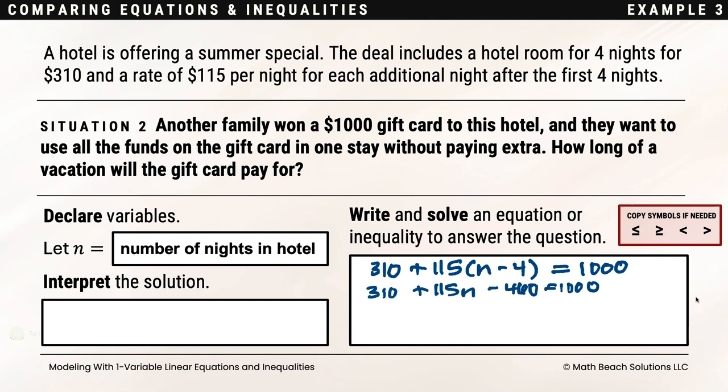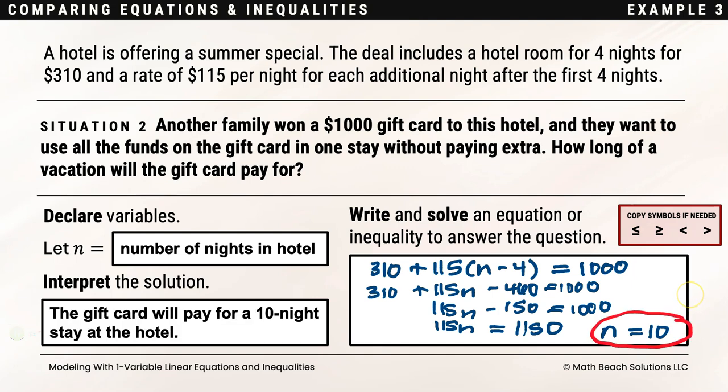We're going to distribute, combine like terms, add 150 to both sides, and divide by 115, and we find that n equals 10. This means that the gift card will pay for a 10-night stay at the hotel, and because it's exactly 10, this will use up the full $1,000 on their gift card without leaving any extra or going over.